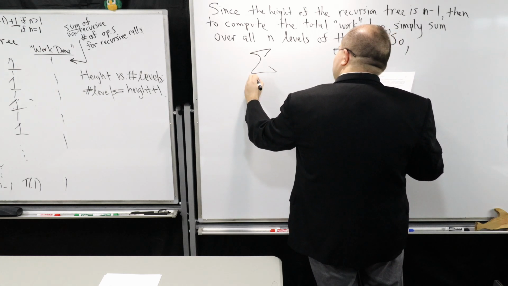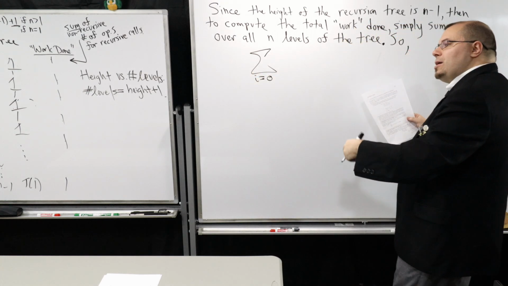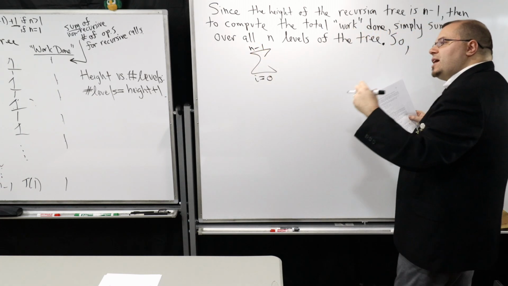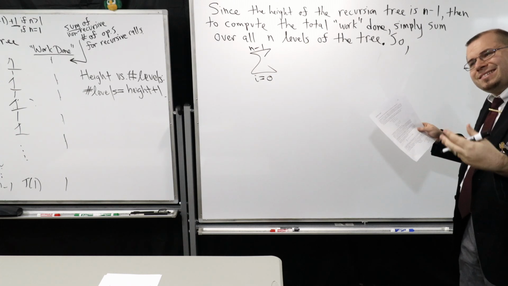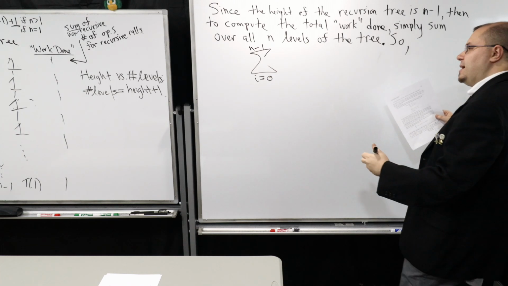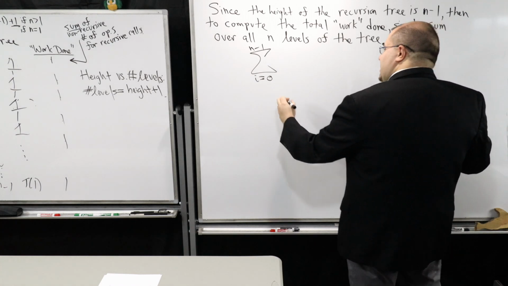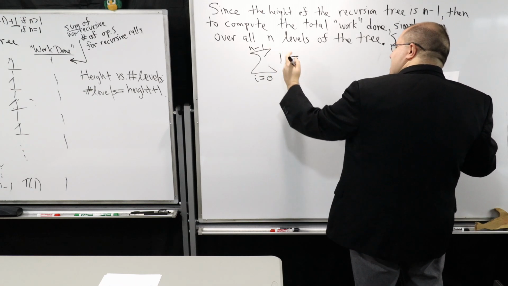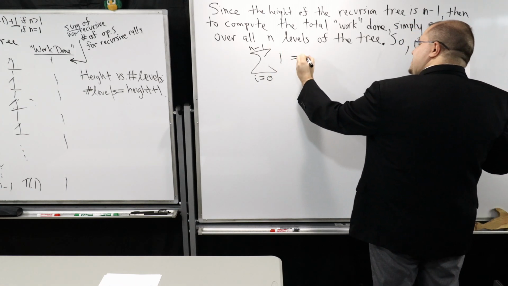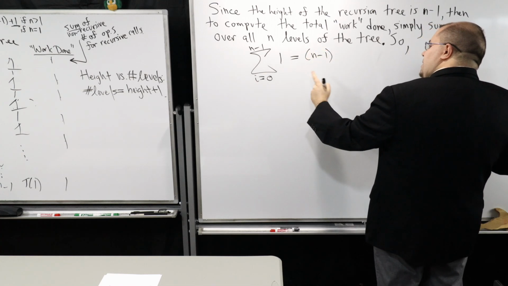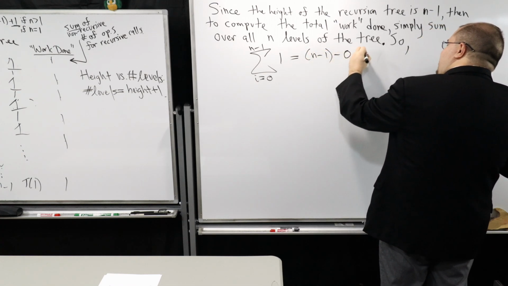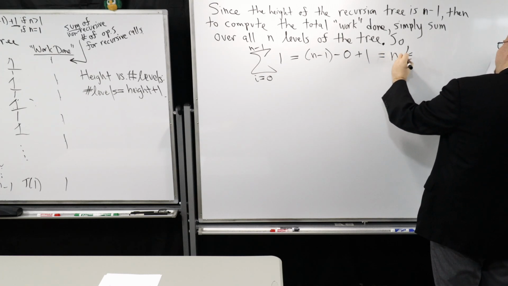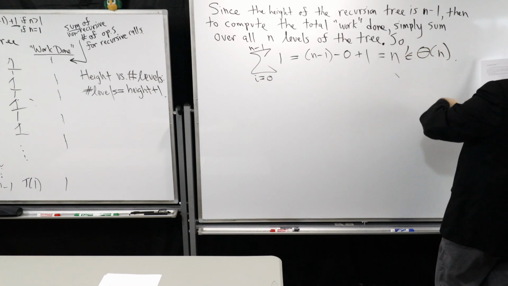All I do is sum over all the levels. I start at level 0 and go all the way to level n-1, right? At each level, the work done, the non-recursive work that happens at that level, is just 1. Well, what's this? I'm going to apply a closed form that I gave you: you take the upper limit, subtract off the lower limit, and then add 1. You'll notice quickly that this is just n, which of course is big theta of n.